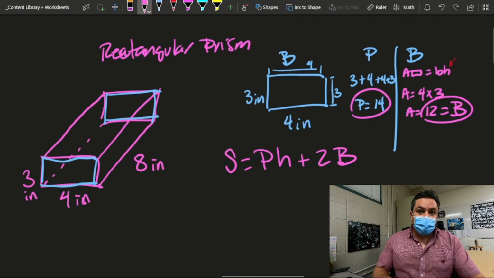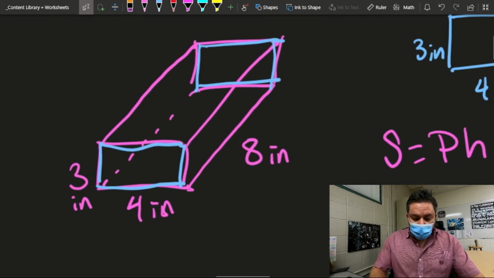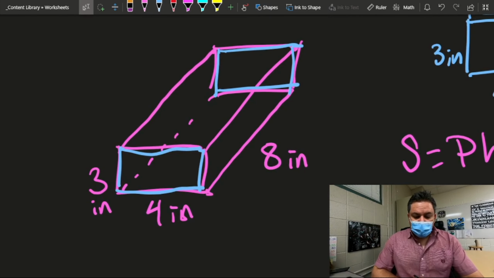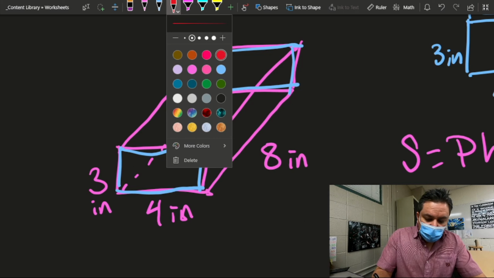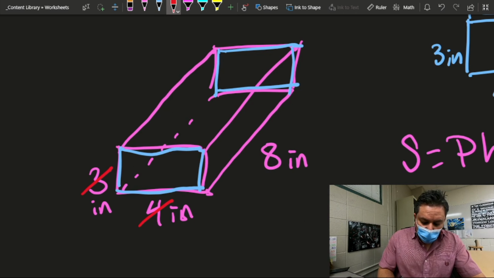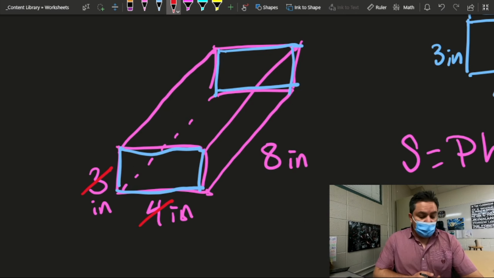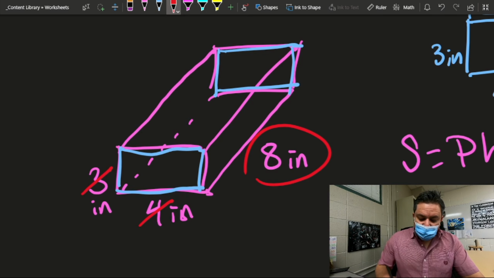Before I do that, now, hold on. Let's look at this right here. And let's go ahead and cross out the numbers that I have already used. What numbers have I used? 3 and what else? 4. I already used those two, right? The only one left over is 8.